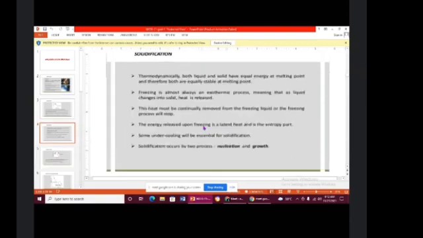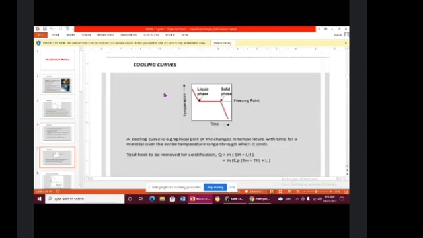So, the cooling curves. This is the diagram of the cooling curves. You can see the liquid phase, the solid phase, and the freezing point. Here is the time, and this is the temperature. A cooling curve is a graphical plot of the changes in temperature with time for a material over the entire temperature range through which it causes total heat to be removed for solidification. And this is the formula for solidification.